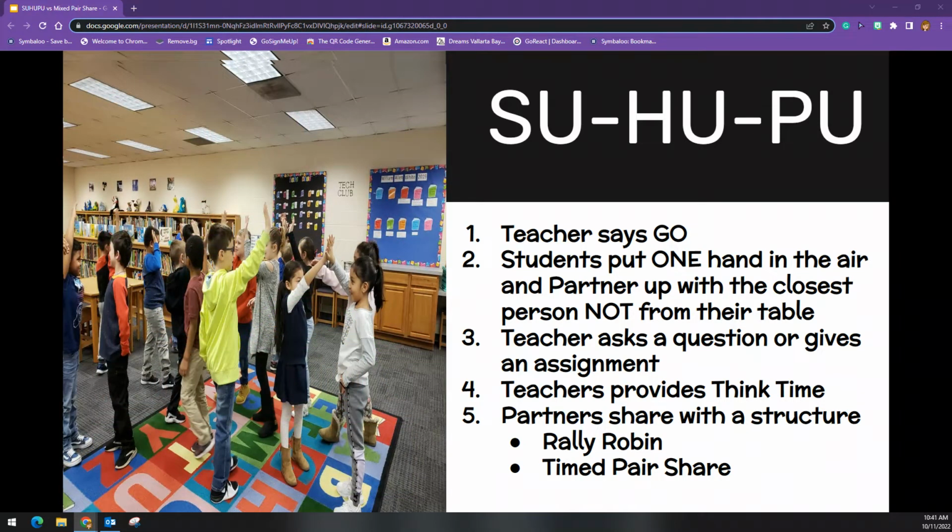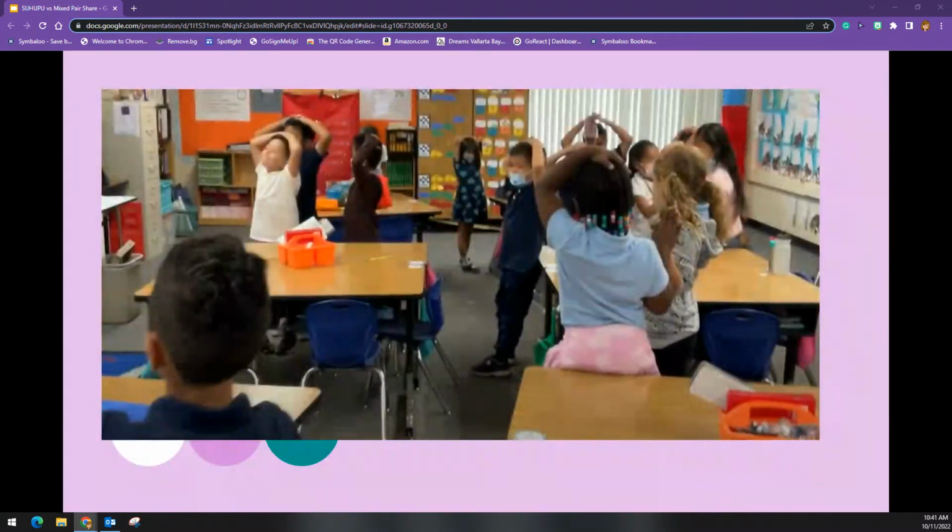Once the students are partnered up and facing each other, the teacher can ask a question or give an assignment and then provide ample think time. That think time is very valuable as students learn to process information and prepare to share successfully. Finally, students begin sharing. Now, this is where another structure comes into play. You cannot just do a stand up and a pair up without another structure in place. There has to be a format for students to share. A couple of suggestions are rally coach or timed pair share. These sharing opportunities are meant for quick answers, not lengthy discussions.